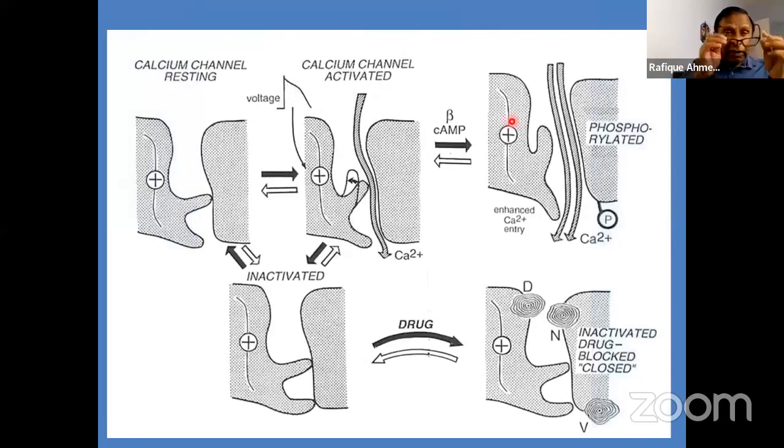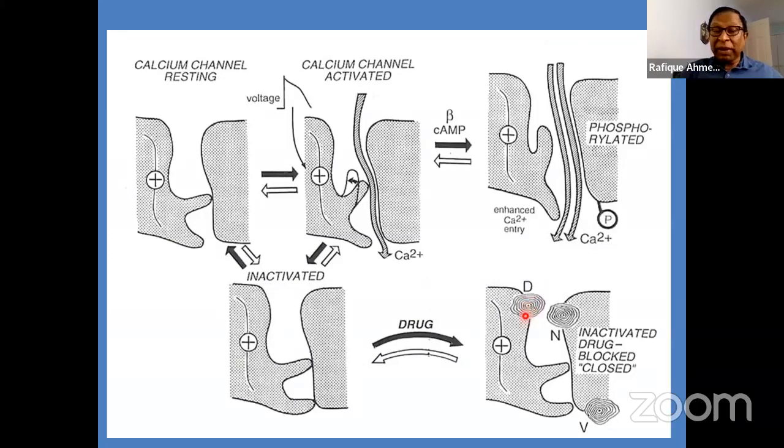Now, this is a calcium channel. Again, this is the resting state, it opens up, calcium comes in, and then it closes. Look at how it happens with calcium channel blockers, a different kind of calcium. Verapamil works here, diltiazem works on this side, and nifedipine works here. That probably explains why the effect is different.